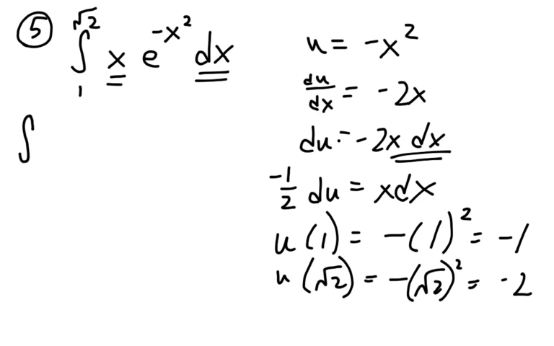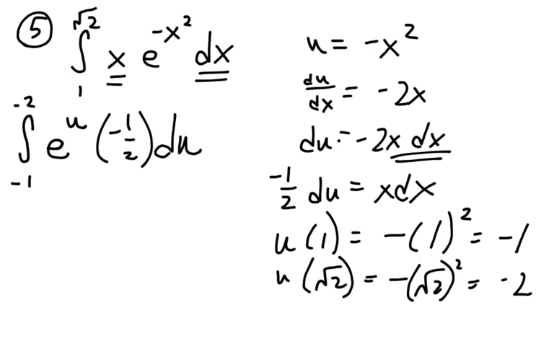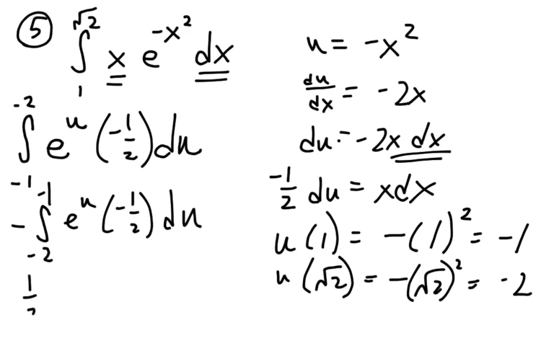So this will change to lower limit of negative 1, upper limit of negative 2, e to the u, negative 1/2 du. First thing I notice is that my limits are in the wrong order, so I'm going to reverse them and put a negative in front. And now I'm going to take that negative 1/2 and pull it out in front. So that's going to be 1/2 times the integral from negative 2 to negative 1 of e to the u du. Now that's the easiest function to integrate.